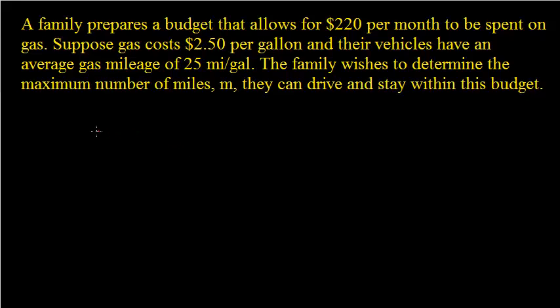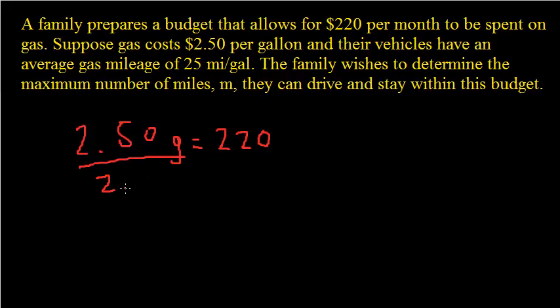So to figure out how many gallons of gas they can buy, we can take the price per gallon, $2.50, times how many gallons they want, G, which should equal the total $220 per month that they're willing to spend on it. We can then calculate how much gas they can buy by dividing both sides of this equation by 2.50. And we have G is equal to 88 gallons.